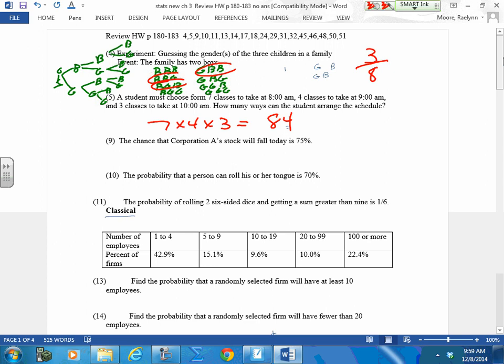Okay. Counting principle. I have 5 shirts, 3 pants, 2 shoes. So 5 times 3 times 2. Counting principle. How many different ways can you do this?